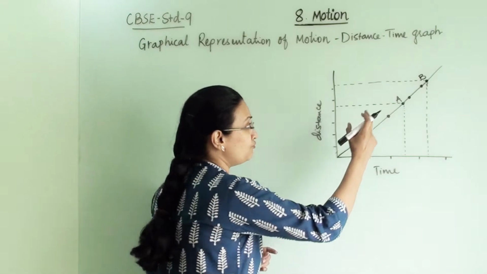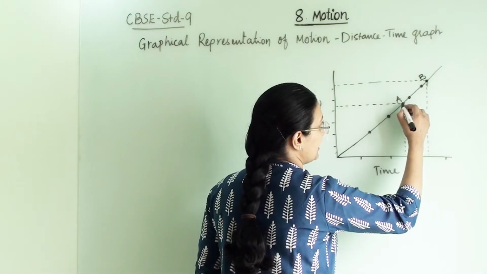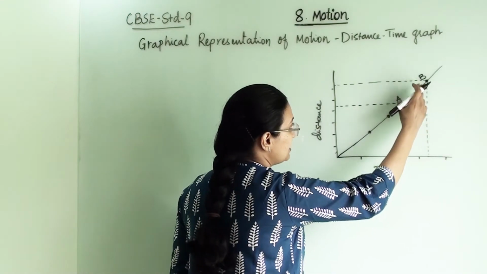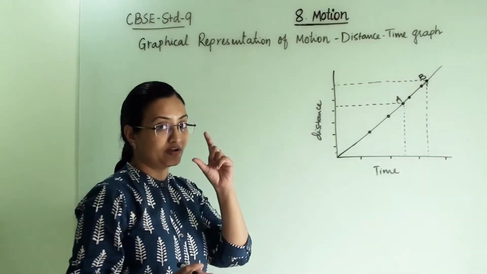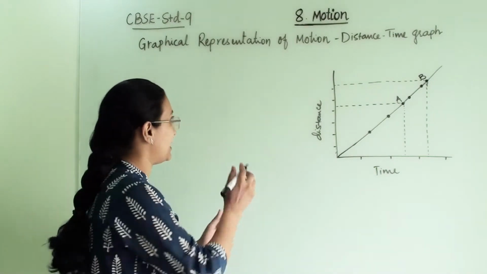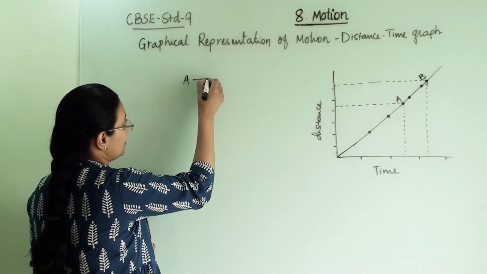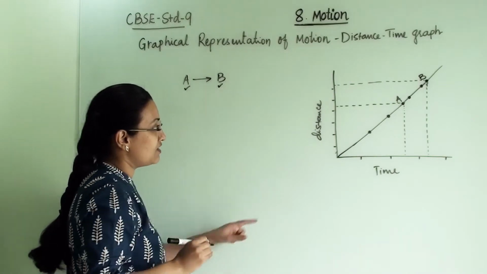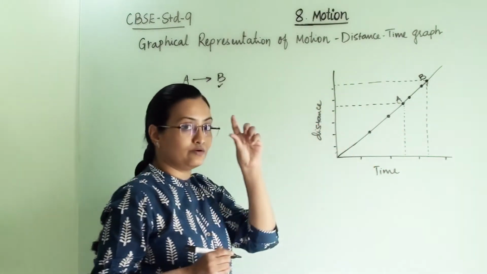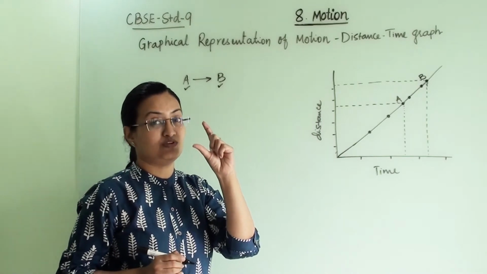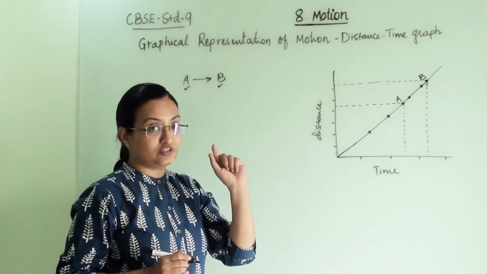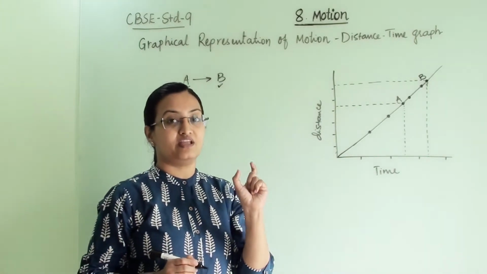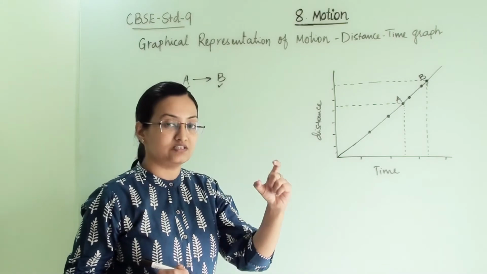Now, let us find out how much time and how much distance we have covered from A to B. For the patch of the journey from point A to point B, we are only taking from here to here. We are not taking the full travel. We are taking only the patch of the journey covered from A to B. For this, we will check how much distance there is, and how much time we have taken to cover this distance.